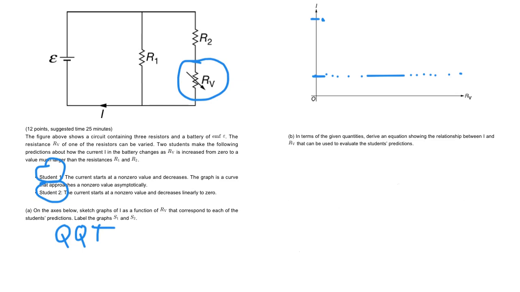So let's go ahead and draw this in. It should curve down since it's an asymptote. We want it to approach that point, never quite reach it. And this is student 1. We'll label that student 1.